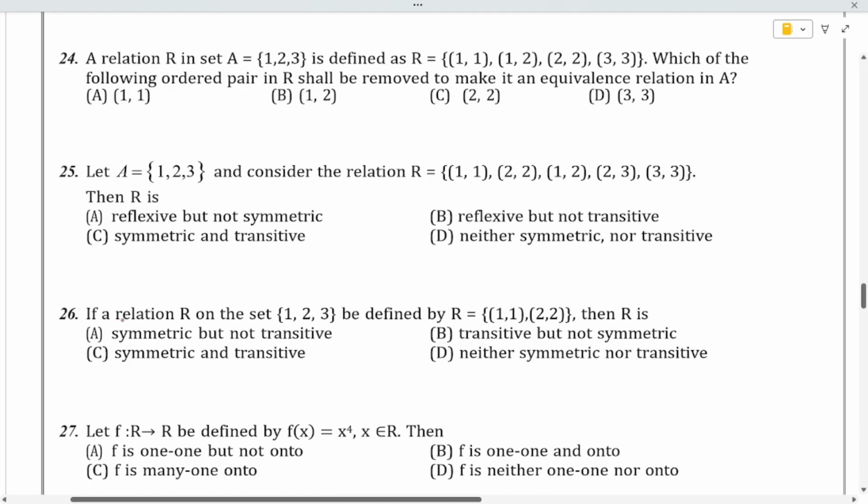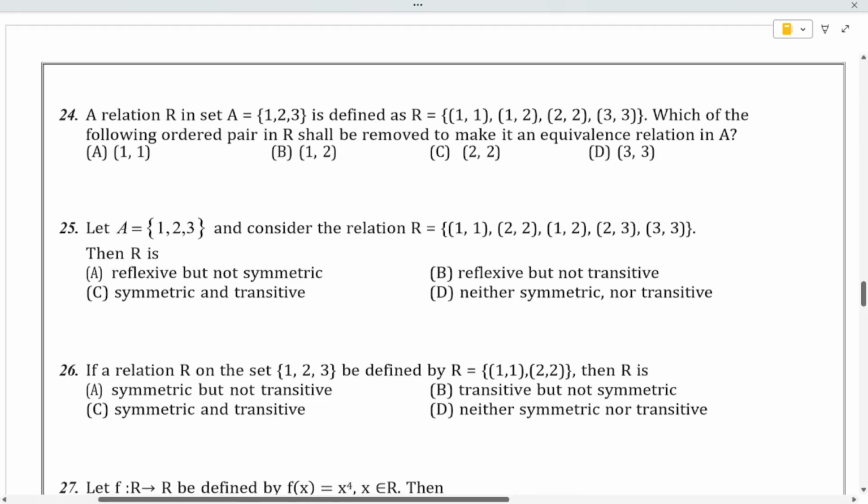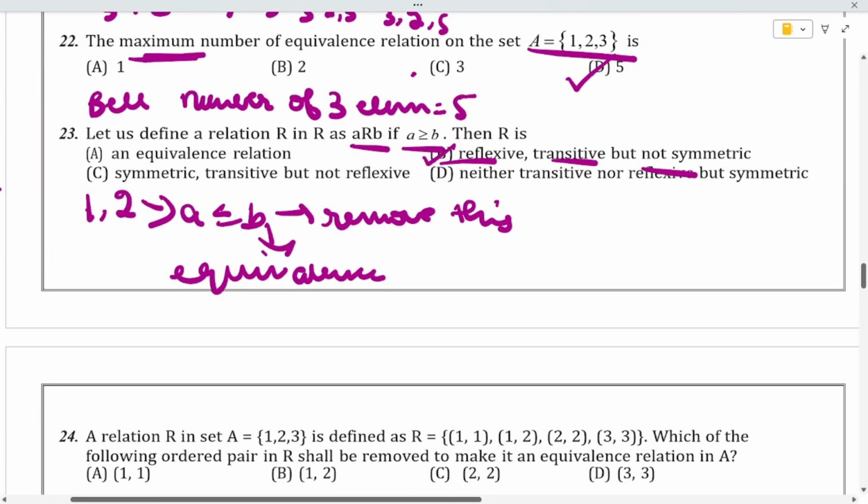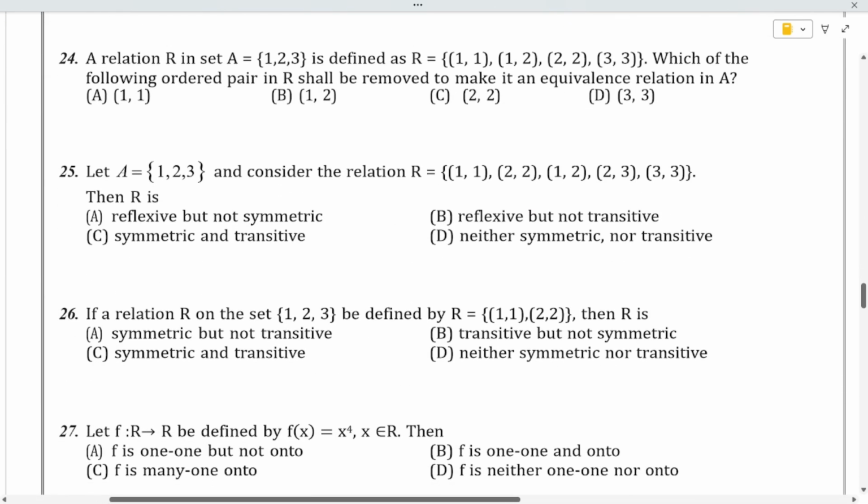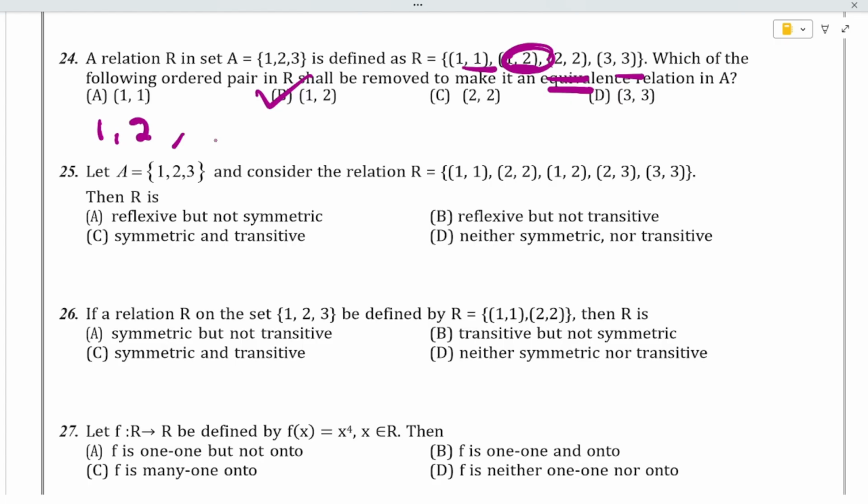24, that is a relation they have given. See, 1 1, 2 2, 3 3, okay, and 1 2 is there, which should be removed. They have asked, in order to make it equivalence, what should be removed. If you remove this it will be reflexive, so you can make it equivalence by removing 1 comma 2 here also.